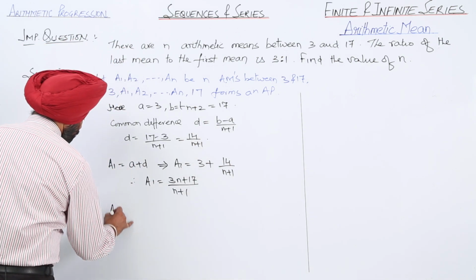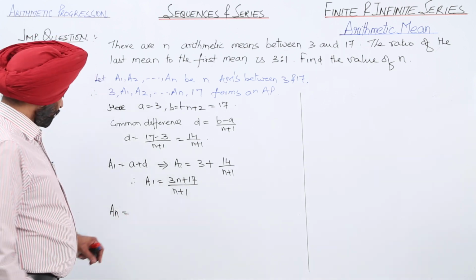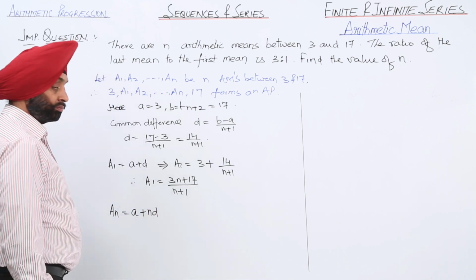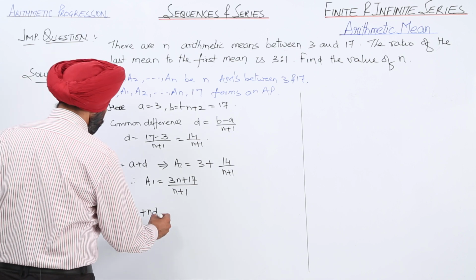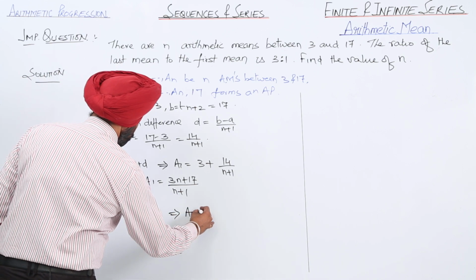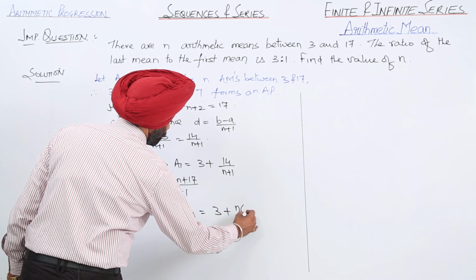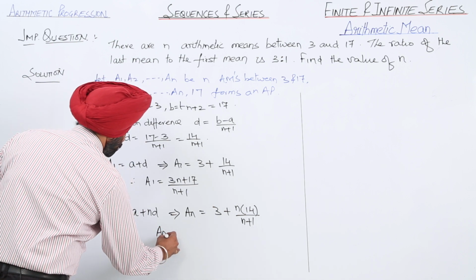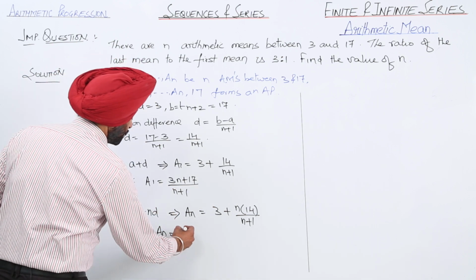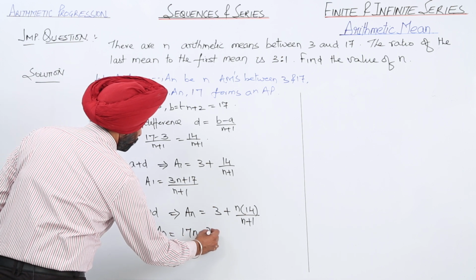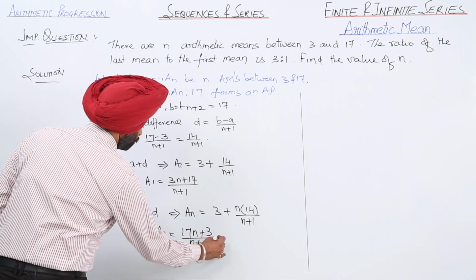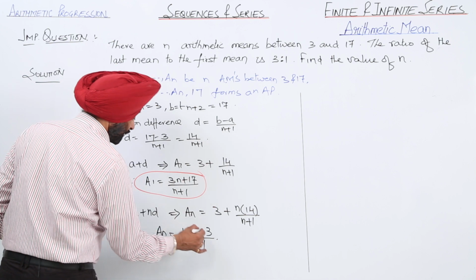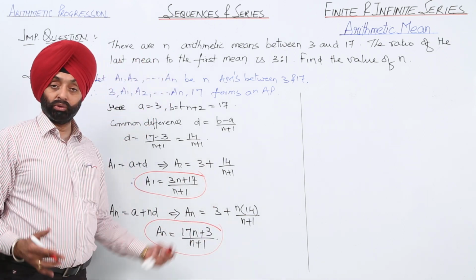Similarly, the last mean, that is An. Now, An will be a plus nd. Here An is equal to 3 plus n times 14 upon (n plus 1), or An is equal to (17n plus 3) upon (n plus 1). So we got the first mean and the last mean, two terms.